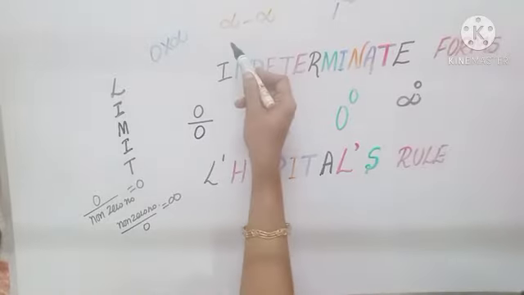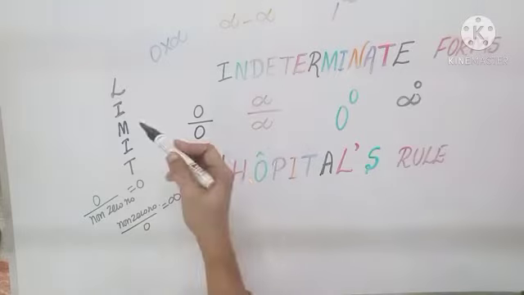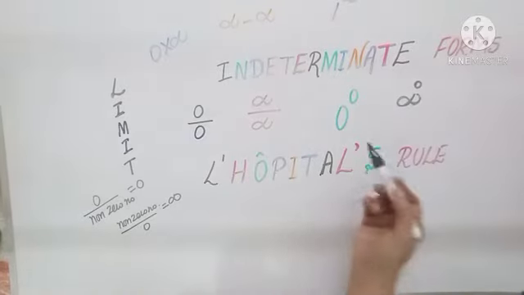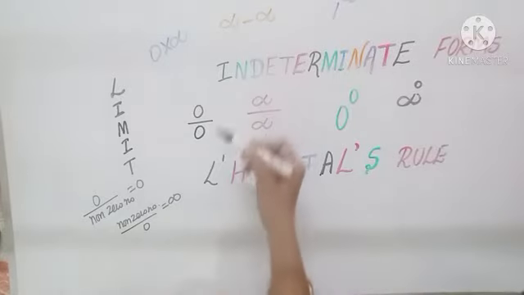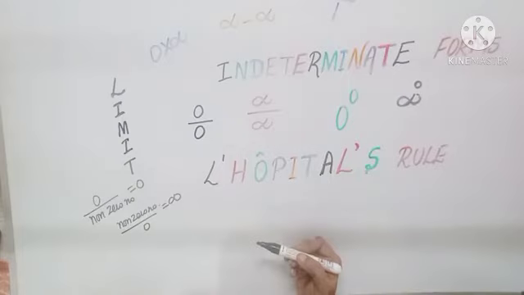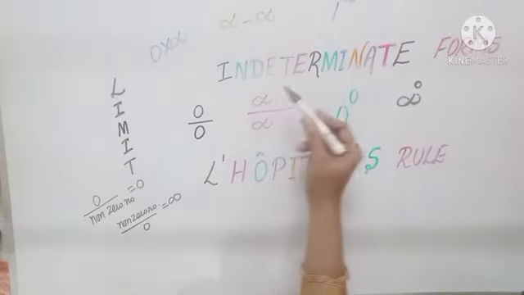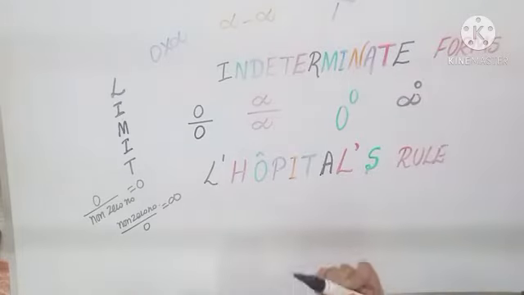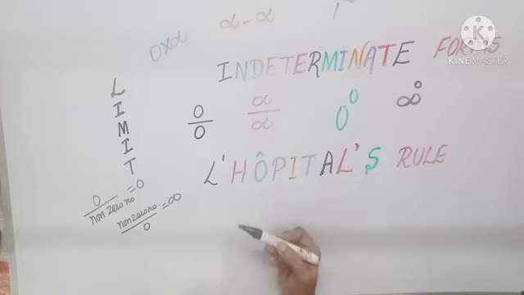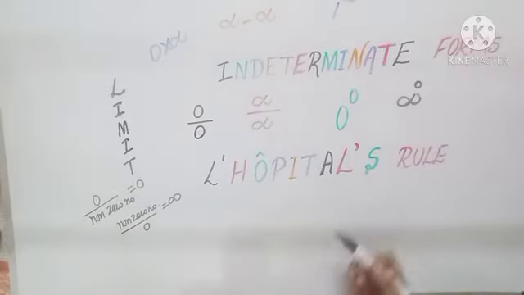We have infinity minus infinity, 0 into infinity, a combination of 0 and infinity in various forms. All these cases we call indeterminate forms. We cannot find the answer. So when we apply limits, our answer should not become any of these forms.